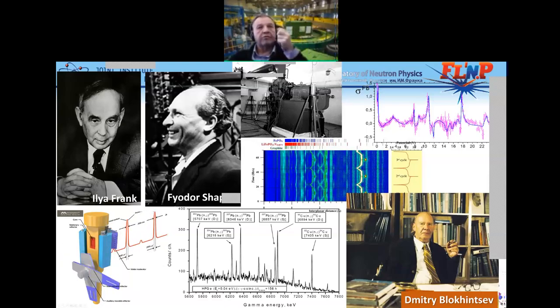And we have dedicated grants named after Ilya Frank and Fyodor Shapiro for young scientists in our laboratory. We have five grants named after Ilya Frank and three grants named after Fyodor Shapiro. These grants are annual, and every year we have a competition between young scientists of our laboratory for these grants.